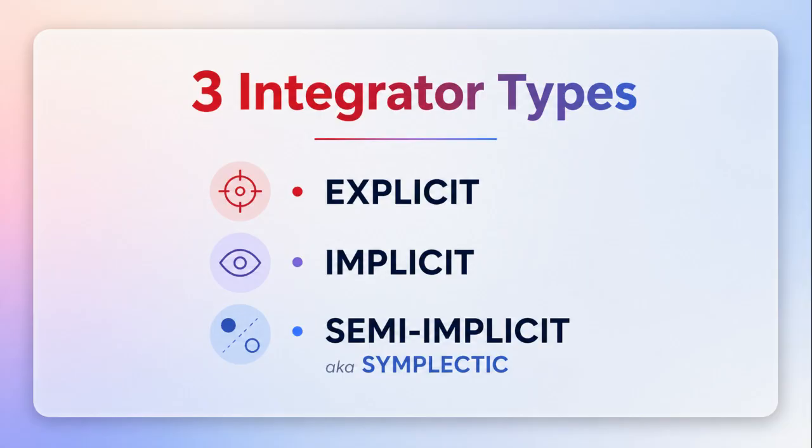There are three types of integrators: explicit, implicit, and semi-implicit. The latter are also called symplectic. These categories are not necessarily mutually exclusive. An integrator can be explicit and symplectic, or implicit and symplectic, but it can't be explicit and implicit simultaneously.